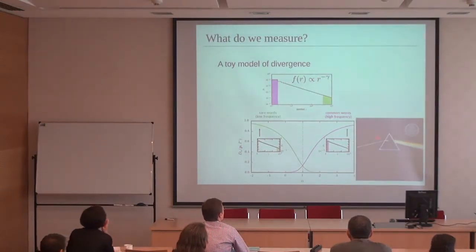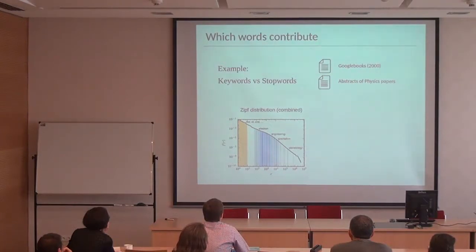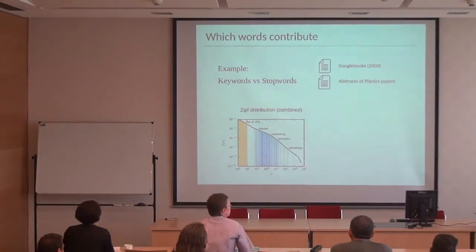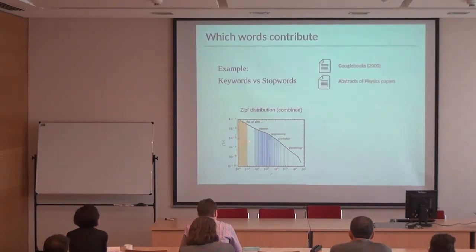One example where this could be used is to distinguish the contribution of keywords or stop words. Here I compare two very large texts. One is one year from the Google Books Ngram database, and another is abstracts of physics papers. I look at two different sets of words. One is the 10 most common words, which are the, of, and, and so on, which we could call stop words. The other set is keywords from the physics categorization, words like electron, engineering, gravitation. These are in total 300 words. And we see that they are located in different regions of the frequency spectrum.